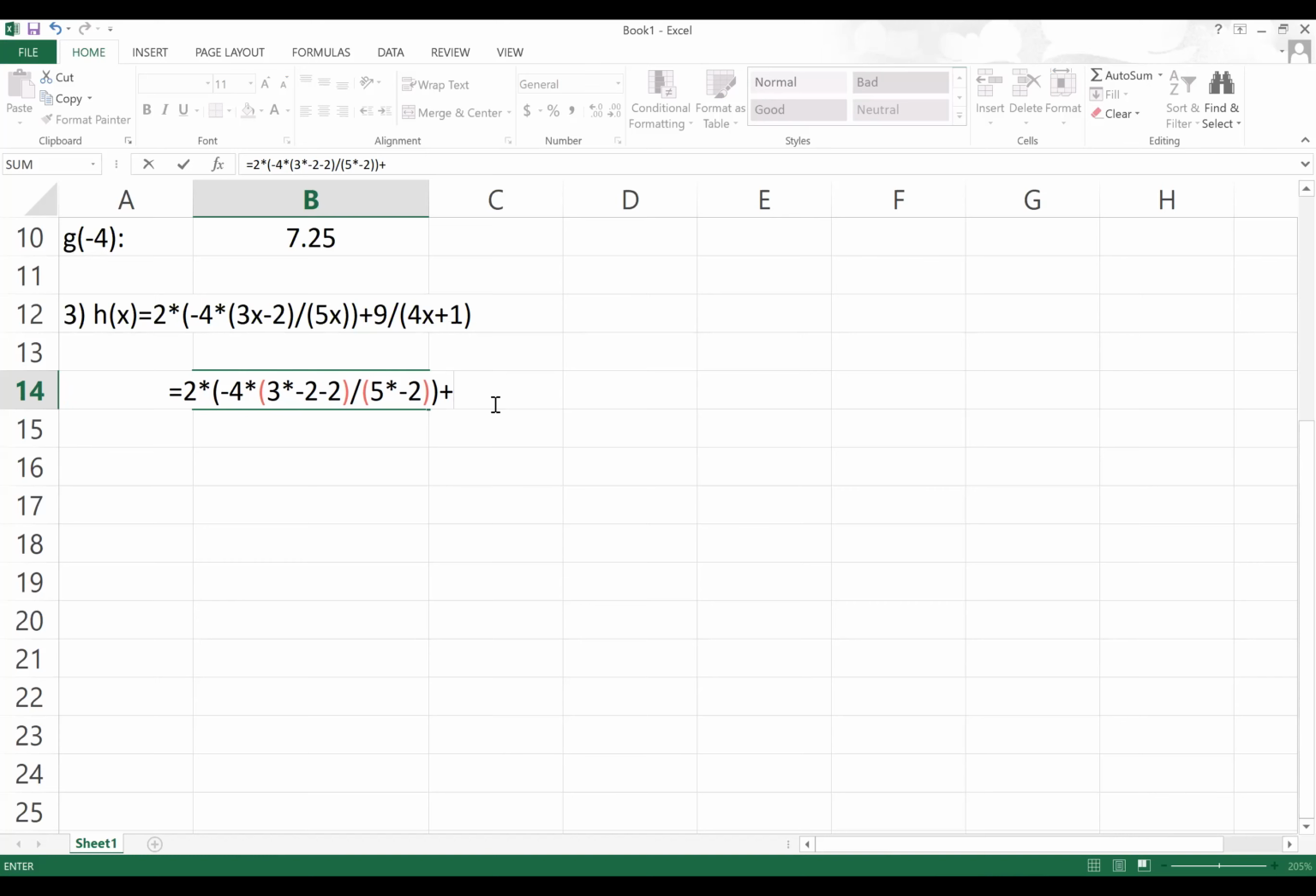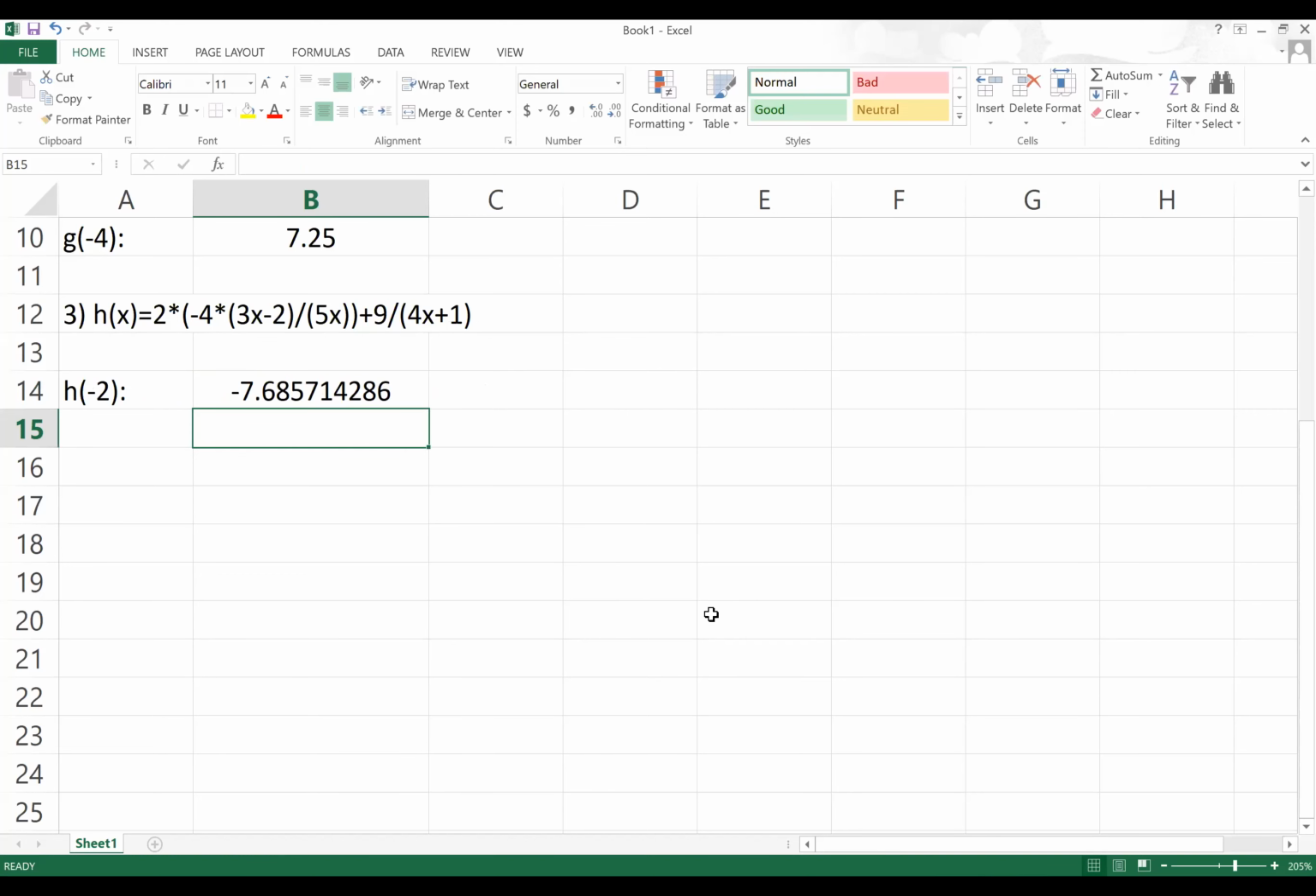And plus 9 divided by 4 times negative 2 and adding 1. Okay. And that should be the proper input. And you hit enter, you get a result. Right, so that's the result.